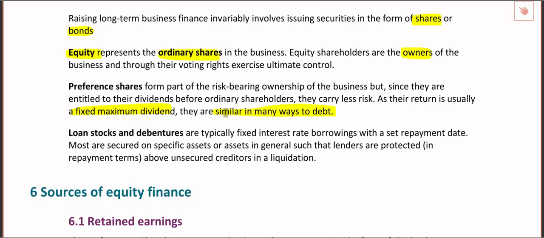Loan stocks or debentures or bonds are all generally the same thing in this context, at least. Typically fixed interest rate borrowings, and they have a set repayment date. Generally they're secured, so they're secured on particular assets or secured on a floating charge over a group of assets, and that just means that you have a bit more protection.